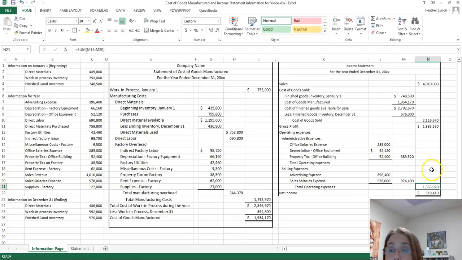Our total operating expenses was $1,363,920. So to get our net income for the year, you take your gross profit, your $1,883,330, minus your total operating expenses. This should be very, very familiar. We covered this in financial accounting, to equal $519,410 for your income statement.